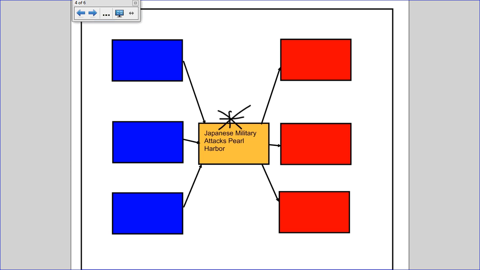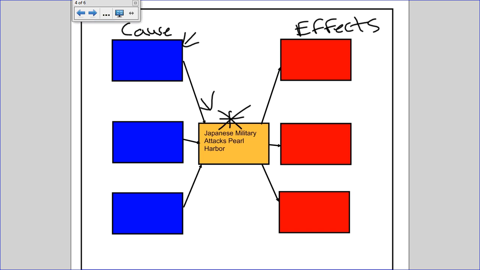All right, so we're going back to Pearl Harbor. Now, the way that this map reads is these are the causes, these are the effects. So when you are reading this map, it should read as follows. Because this happened, the Japanese military attacks Pearl Harbor. Because this happened, Japanese military attacked Pearl Harbor. Okay, and so on and so forth.